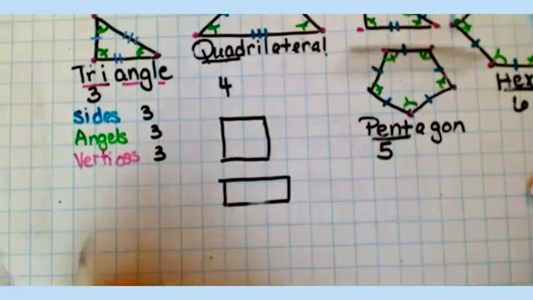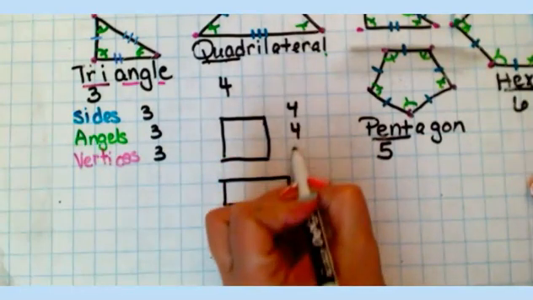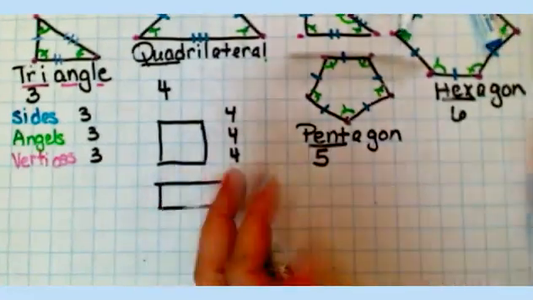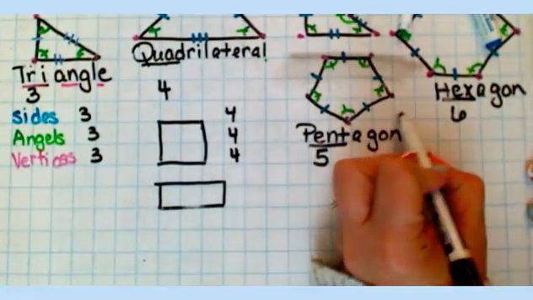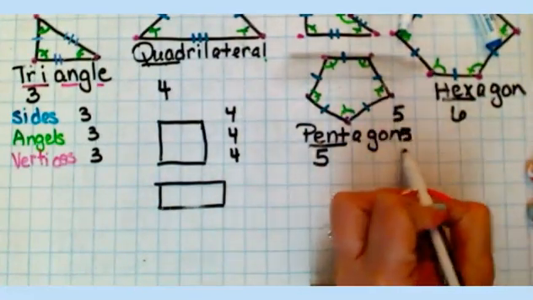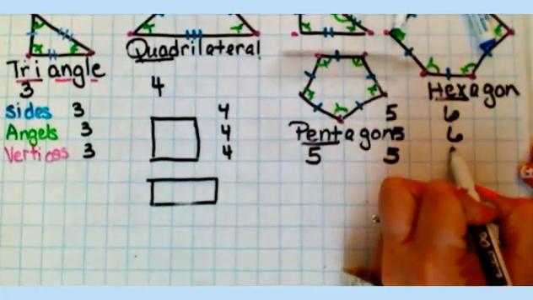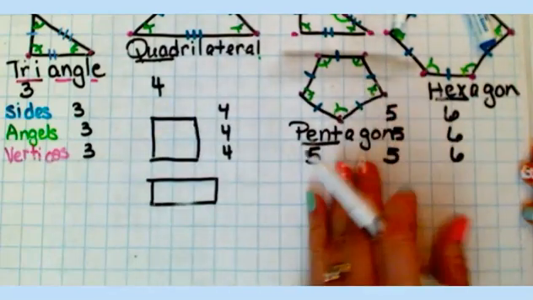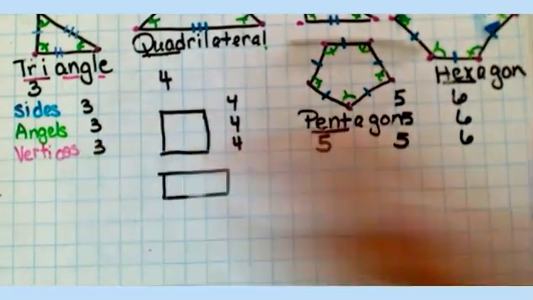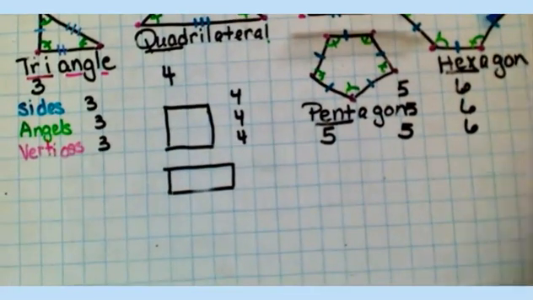What did that quadrilateral have? 4 sides, 4 angles, 4 vertices. What did that pentagon have? 5 sides, 5 angles, 5 vertices. And what did that hexagon have? 6 sides, 6 angles, 6 vertices. So what you should see on your chart when you fill it out is there should be the same number all the way through for your shapes.